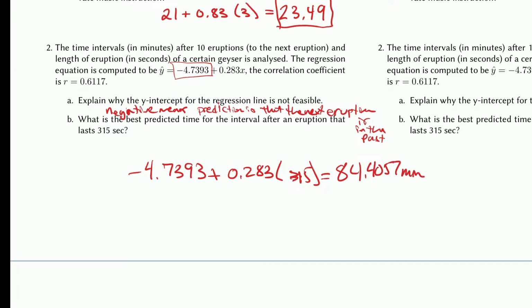So minutes. So it'll be about an hour and 15 minutes. Wait, no, an hour and 25 minutes. About an hour and 25 minutes until the next eruption. This is literally what those park rangers do. They do this, they time, they calculate, they put it down, and they put it on the sign.